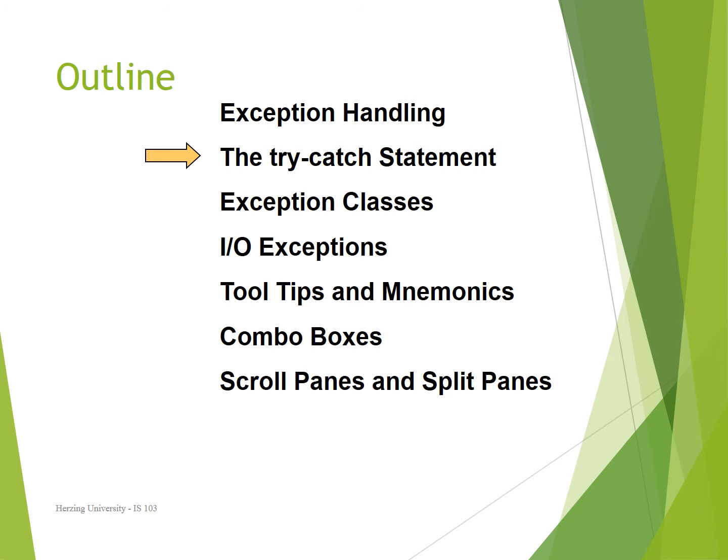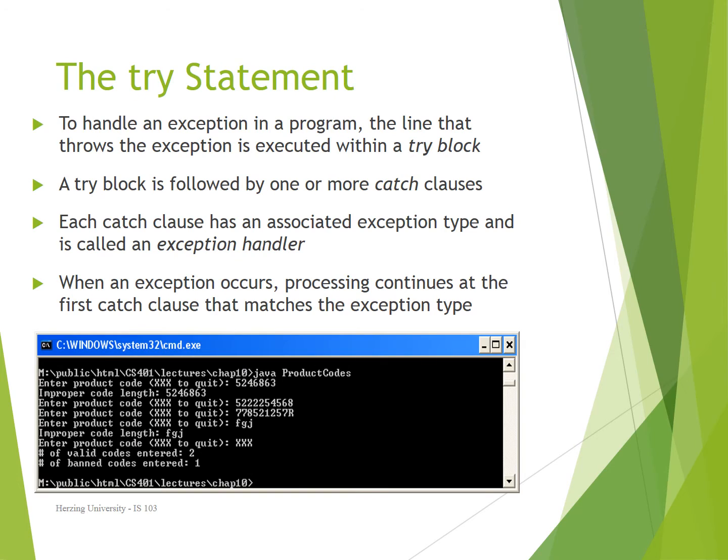Next, let's discuss the try-catch statement. To handle an exception in a program, the line that throws the exception is executed within a try block. A try block is followed by one or more catch clauses. Each catch clause has an associated exception type and is called an exception handler.